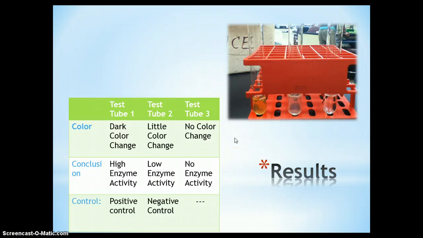Therefore, from this, we can immediately tell that test tube 1 was our positive control and test tube 2 was our negative control.